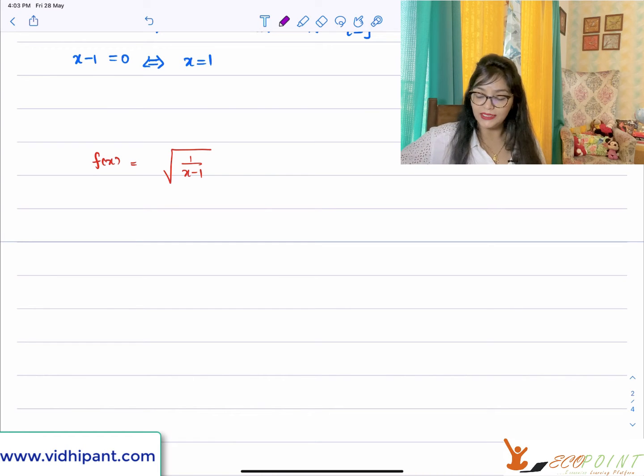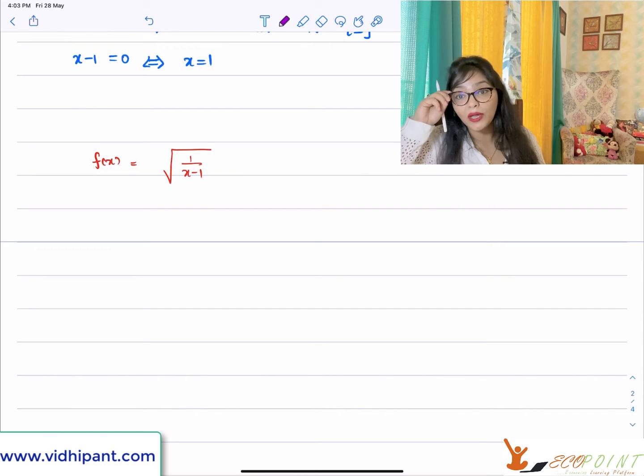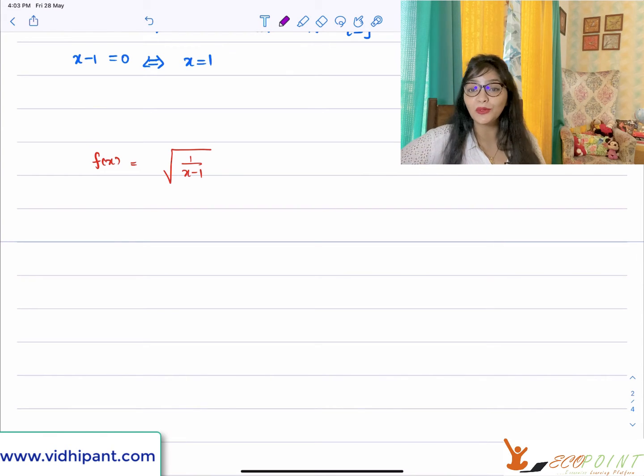Now, let me talk about another example. Suppose you have to find the domain of the square root of 1 upon x minus 1. Earlier we were talking about 1 upon x minus 1. Now it's a square root of this, the square root of 1 upon x minus 1. So what will be the domain? What are the good x's and what are the bad x's?